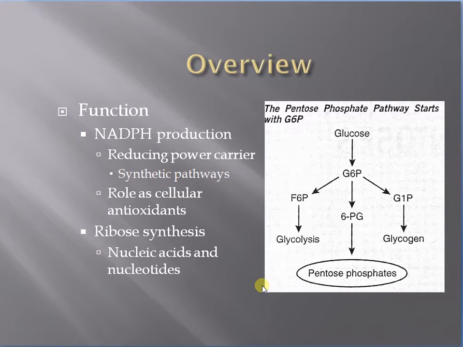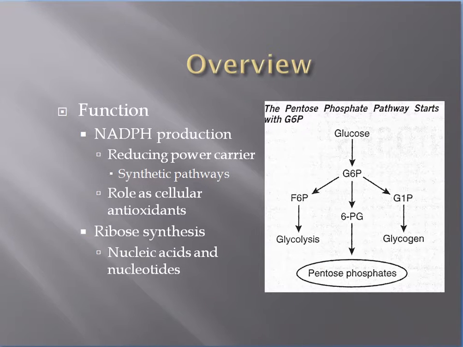Today we are discussing the pentose phosphate pathway. This pathway starts with glucose 6-phosphate, which branches off from glycolysis. It proceeds from glucose 6-phosphate to 6-phosphogluconate and ultimately to pentose phosphate. This is the pathway as we are showing it now.